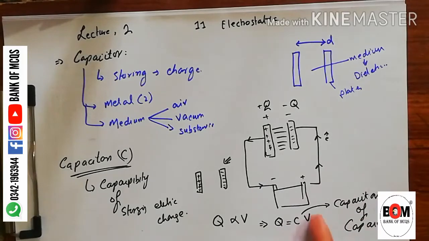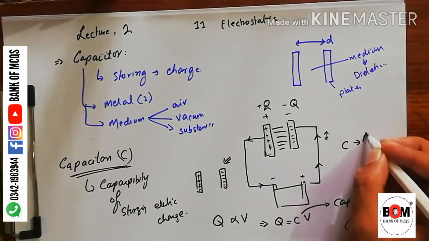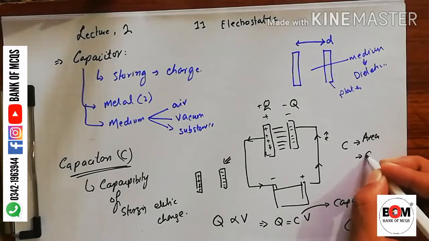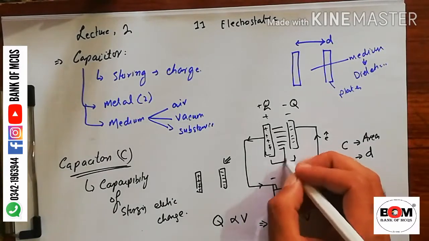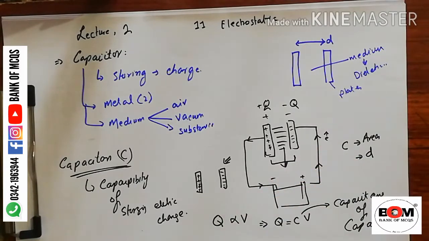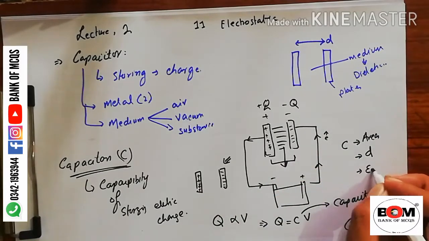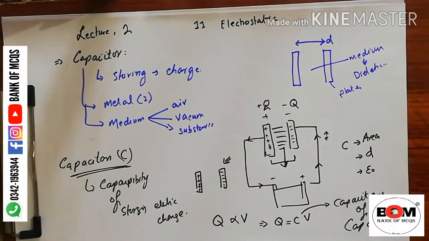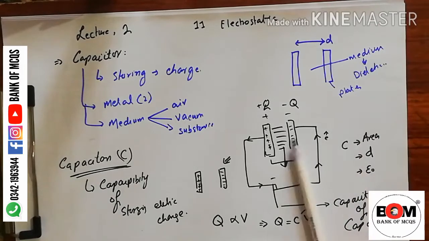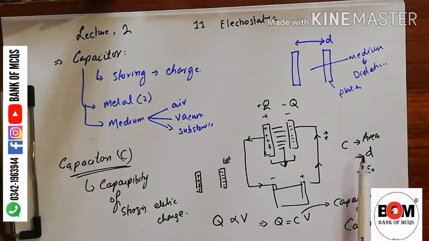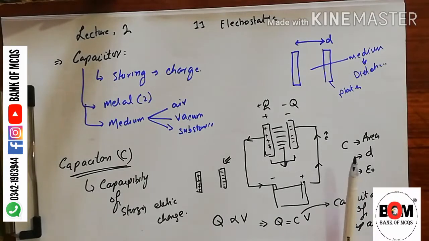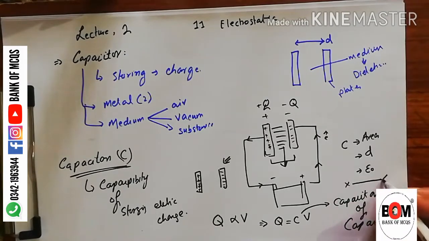Now this C depends on the area of the plates, the distance between the two plates, and the third thing is the medium between the plates, which is epsilon naught. So the capacitance of a capacitor depends upon the area of the plates, the distance between the plates, the medium between the plates, or option D, all of these. Option D, all of these, will be correct. Suppose it came in an entry test. So this is the point that capacitance depends on.